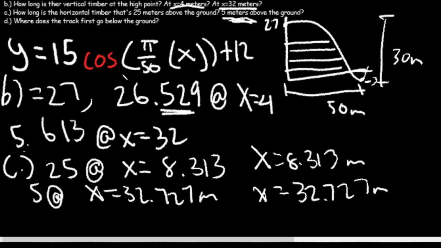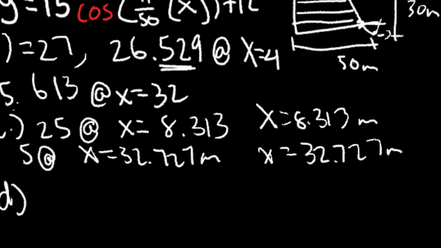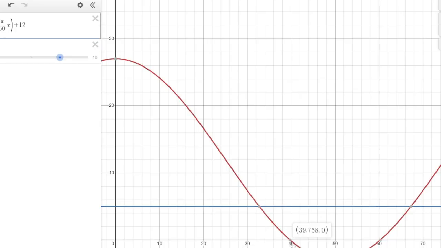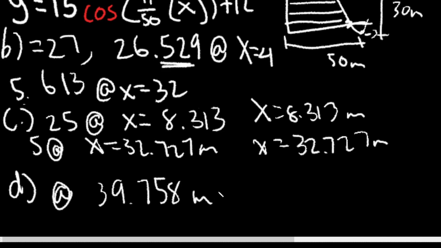And lastly, number D asks, where does the track first go down? So we're going to find this point. So D. This point is basically the x-intercept. You can just go to Desmos and find the x-intercept. And the x-intercept is at 39.758 meters. So at 39.758 meters, which is x.